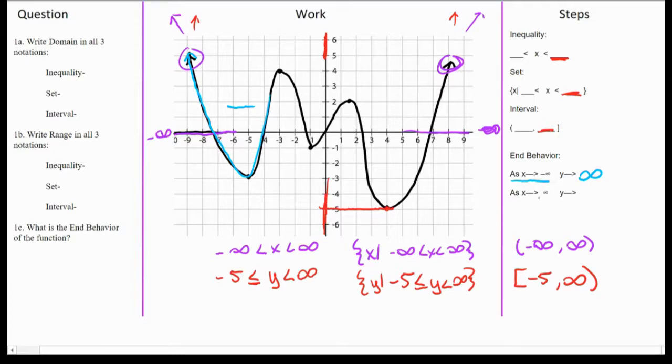On the right side, as x goes towards positive infinity, if I were to follow this graph here, I would just keep going to the right forever and ever, and my y values again are going up towards positive infinity. So that's how we write our end behavior.